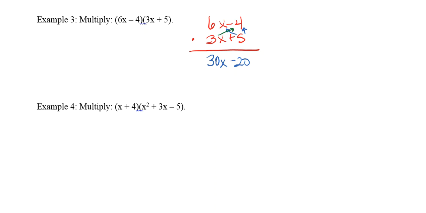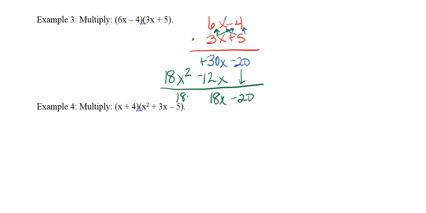I'm going to go 3x times negative 4, bring it straight down, negative 12x. 3x times 6x, 3 times 6 is 18. X to the first, 1 plus 1 is 2. So in this method, my stacked terms are the same. So the 30x, which is positive, and the negative 12x, I can combine to get 18x. There's no other like terms, so I just bring down the negative 20, and I just bring down the 18x squared. I'm going to put a plus here because my 18 was positive. So that is what happens if you do the stacked method.